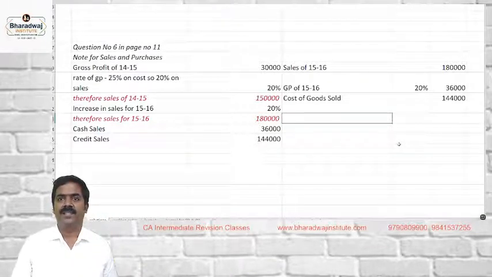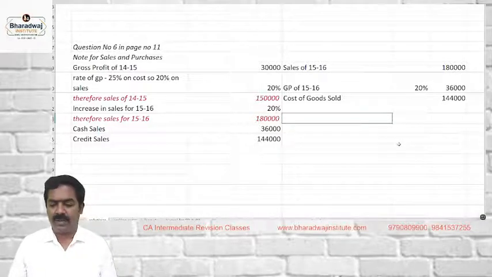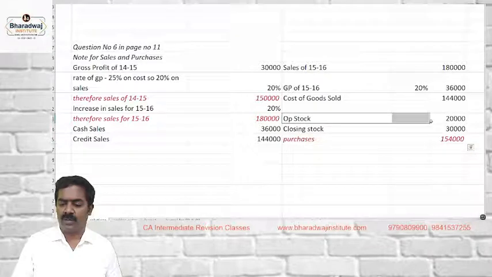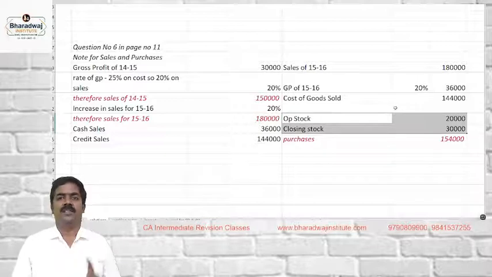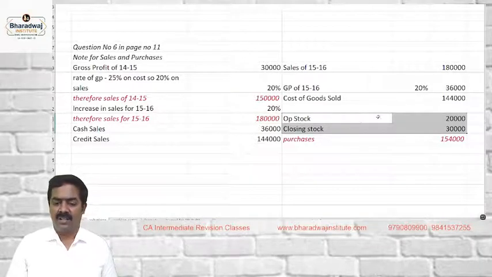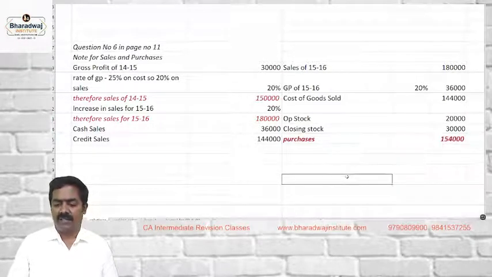Cost of goods sold plus increase in stock will give us what? Purchases. Or you can go by a novel method. Opening stock was 20,000, closing stock is what? 30,000. Apply the cost of goods sold formula. Opening stock plus purchases minus closing stock. That formula you will get purchase as a balancing figure. Or whatever I told you as a shortcut.